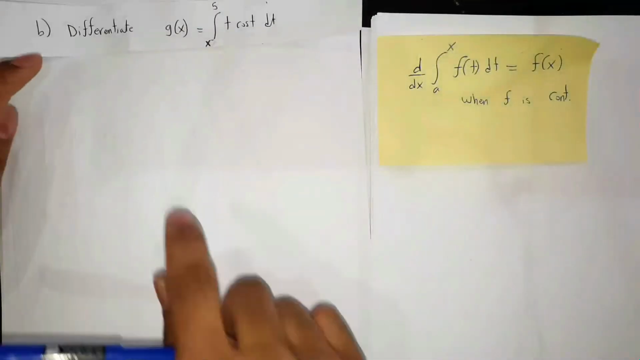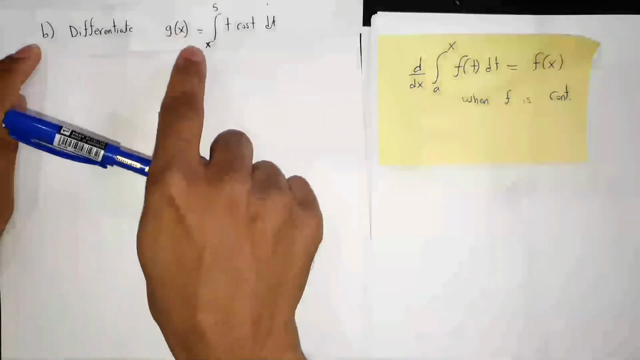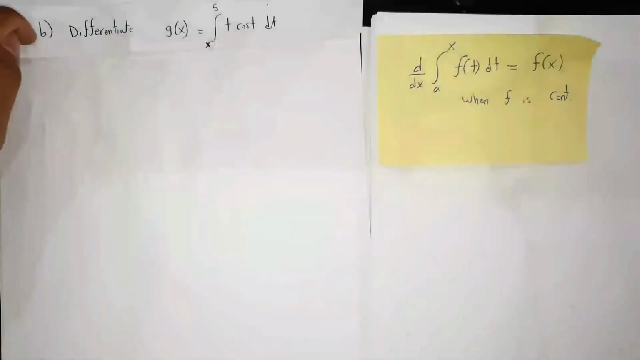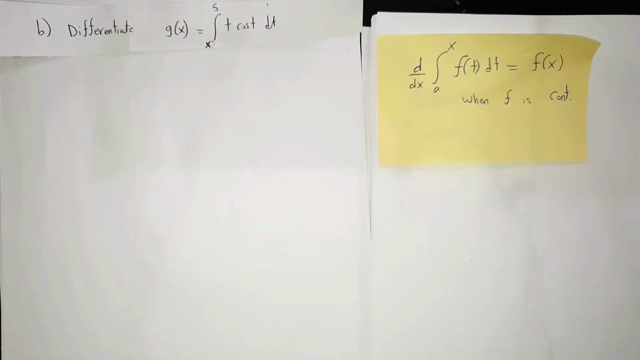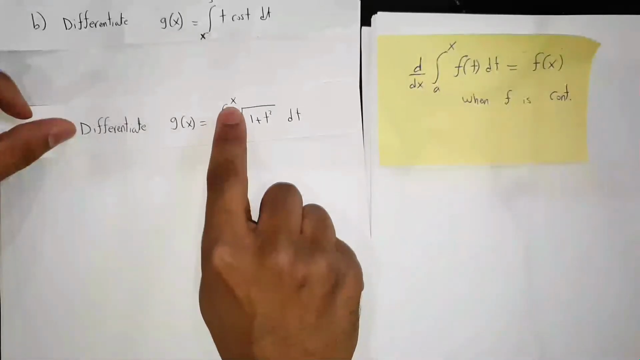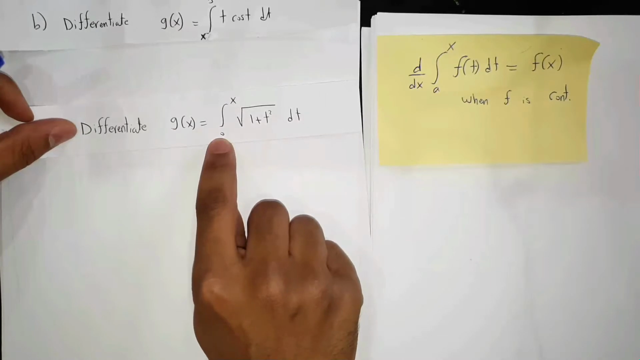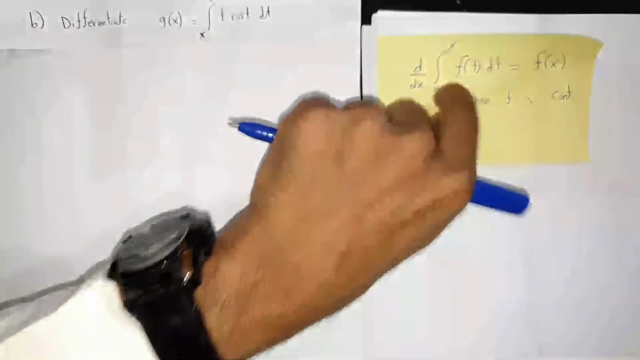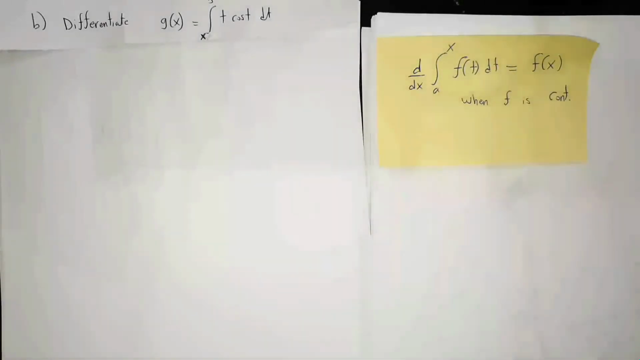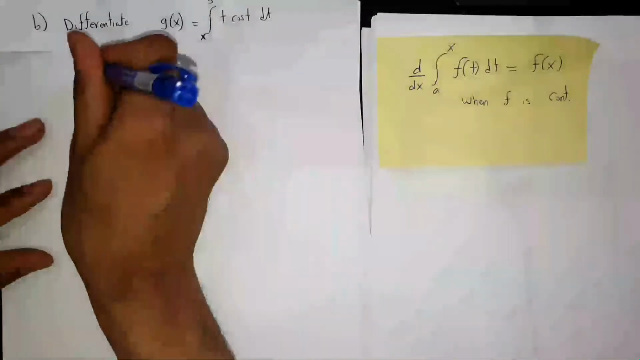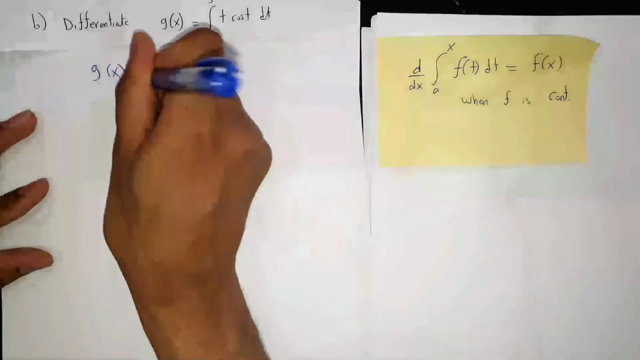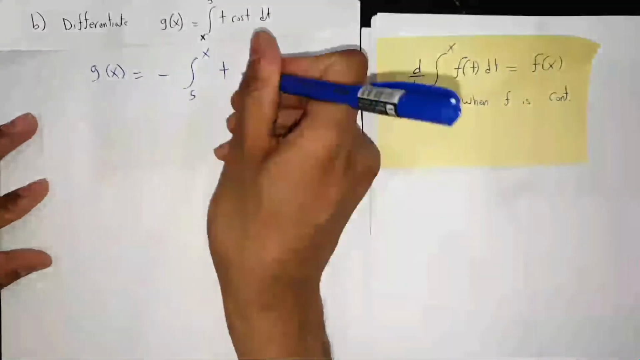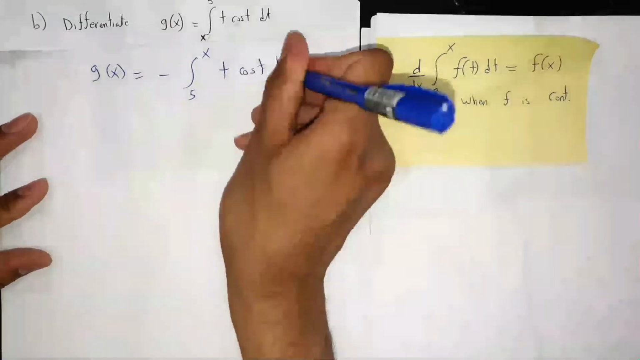Part B says differentiate g of x, which is the integral from x to 5 of t cosine t dt. What is the difference between this part and part A? We had x upstairs and a number downstairs. Here we have the other way around. So what shall we do to put it in this form? You just use the properties. You just switch them and you put minus. So the solution will be written here. G of x will be minus the integral from 5 to x of t cosine t dt.